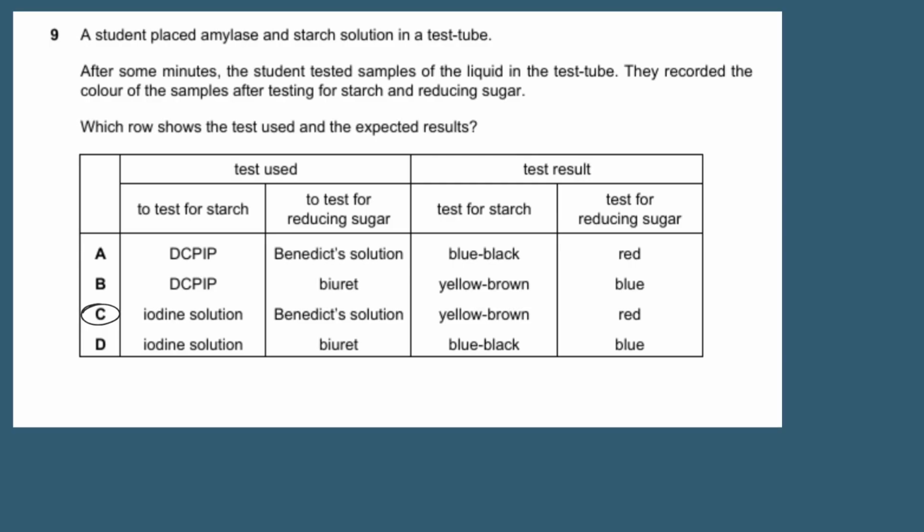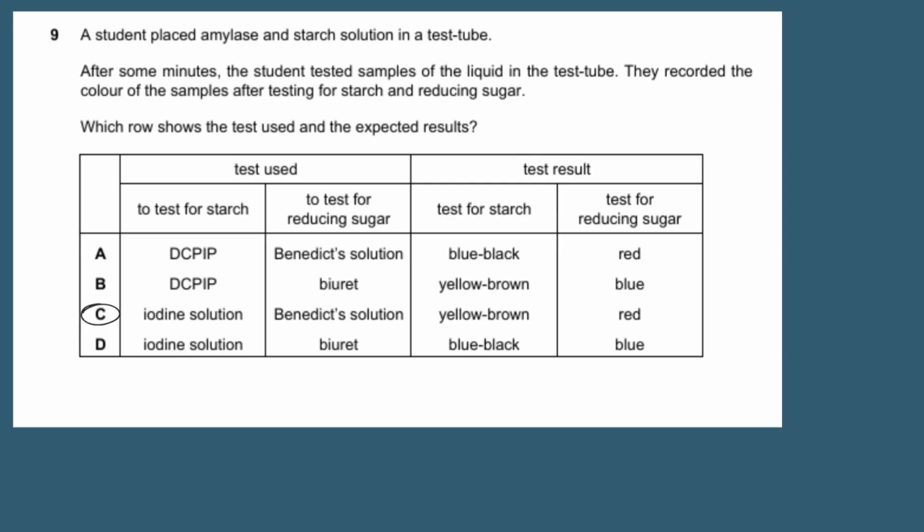Definitely, what are the solutions we have to use? To identify the starch, we are using iodine solution. Iodine solution is yellow brown color. If starch is present, the yellow brown color converts into blue black.